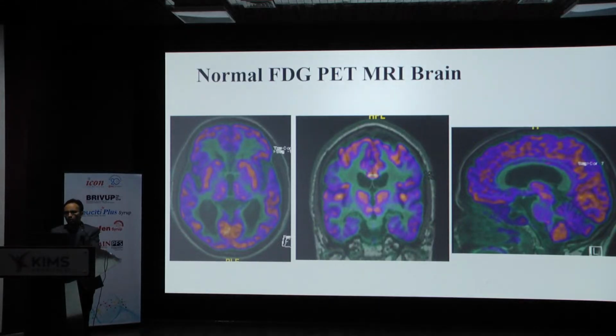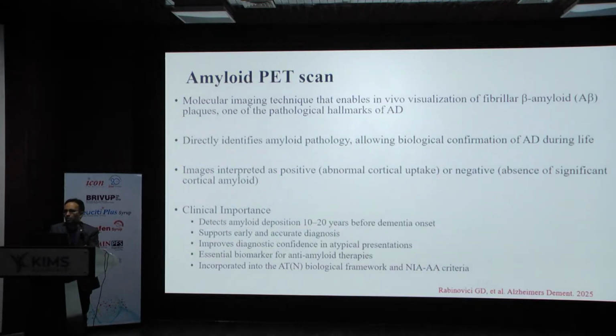And this is a normal FDG PET. Well, it's difficult to define normal. Sometimes normal is normal if there's no regional hypometabolism or hypermetabolism on any side of the brain. It's a uniformly metabolic state, so it's normal, right?